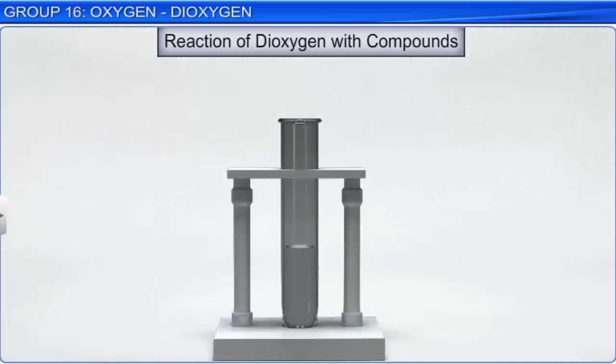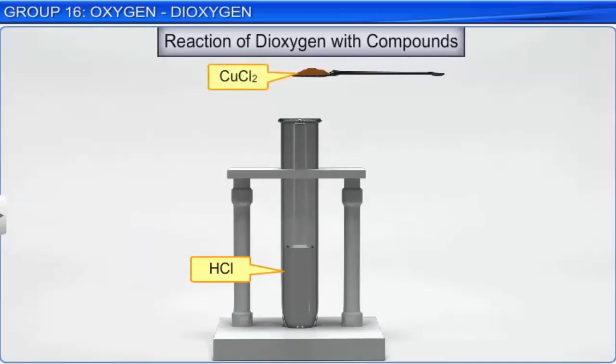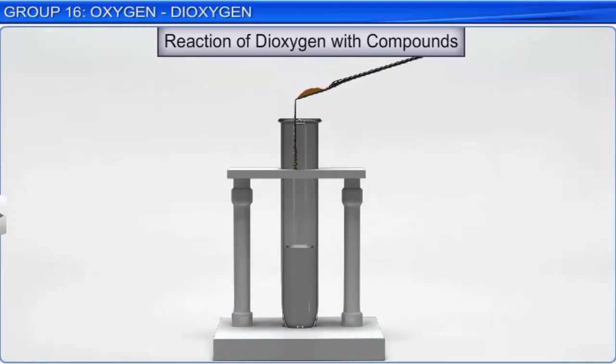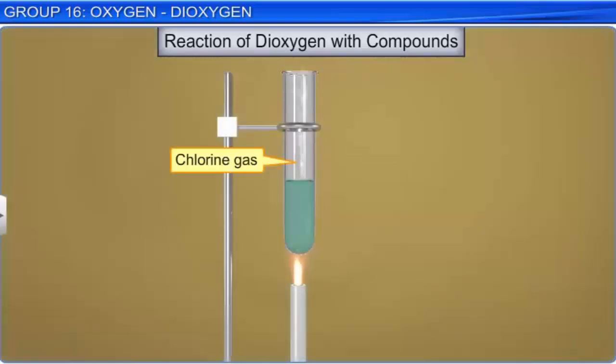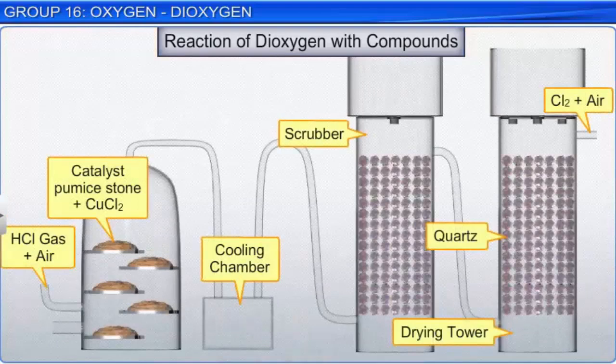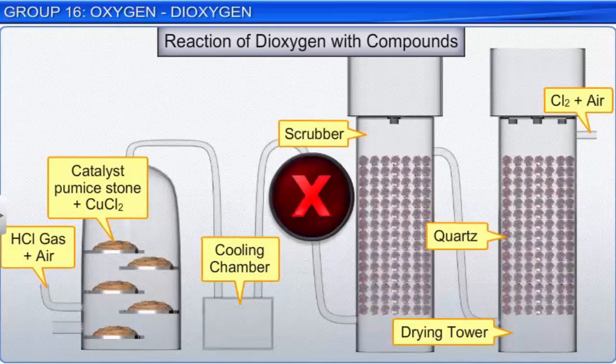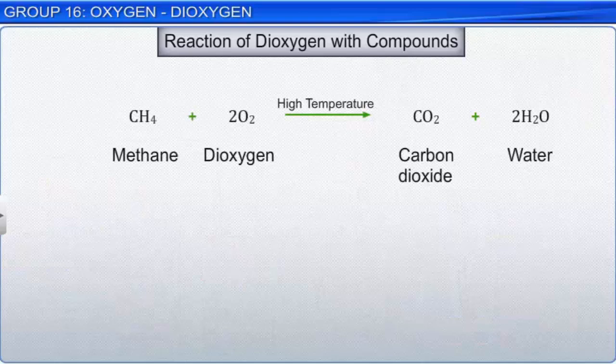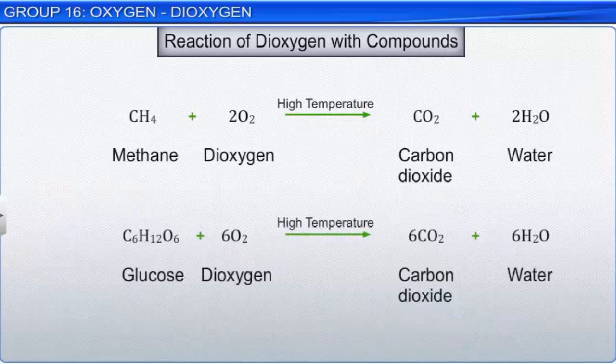Similarly, hydrochloric acid undergoes oxidation in the presence of copper chloride to form chlorine. This reaction forms the basis of Deacon's method for the preparation of chlorine, which is obsolete now. Dioxygen reacts with several organic compounds, such as hydrocarbons and carbohydrates, on ignition, forming carbon dioxide and water.